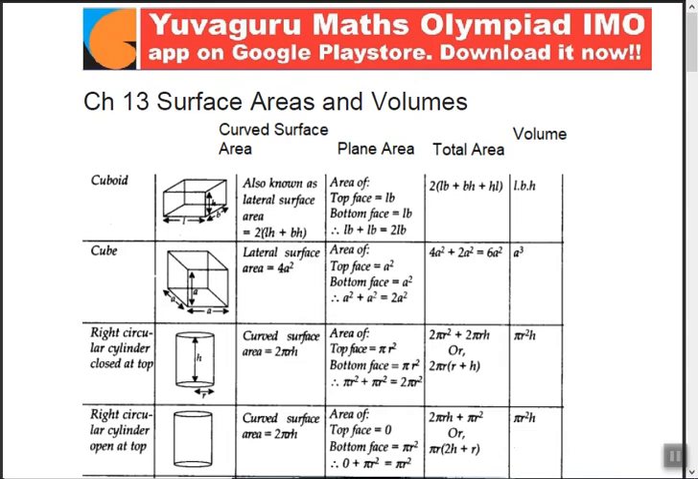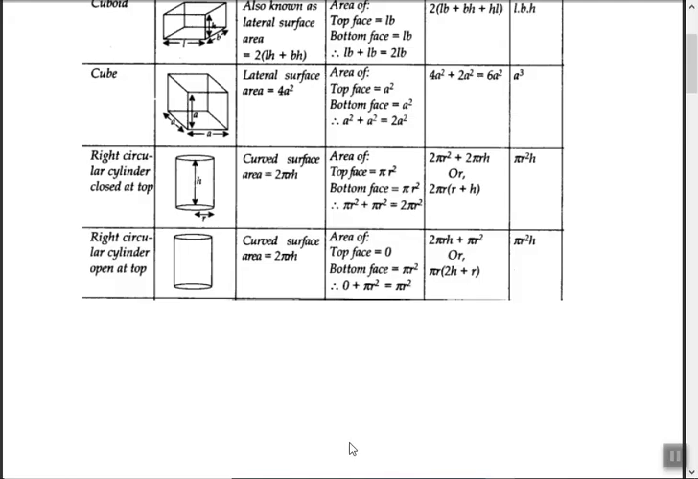For the cuboid, total surface area is 2LH plus 2BH plus 2LB, so 2 into LB plus BH plus HL. And volume is what? Length into breadth into height, the total material which fits into this. Similarly here, a into a into a, a cube. Now write circular cylinder, closed at top. This is important. Closed at top means both the areas are closed.